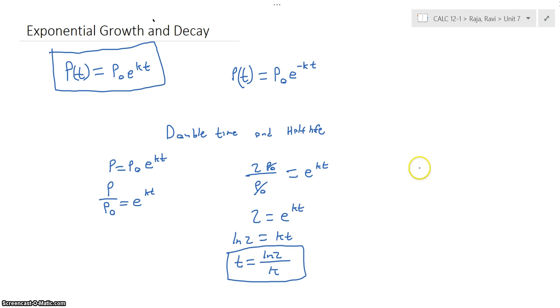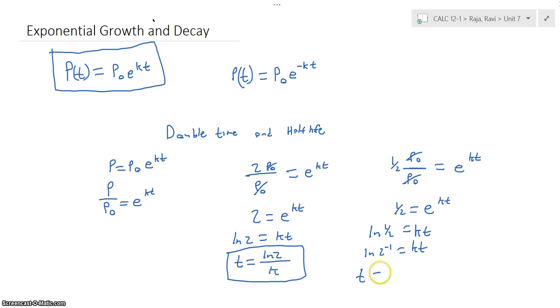You could think of it the same way for half-life. You have the same start, but instead you have half P naught over P naught equals e to the kt. Again the P naughts cancel, and you have half equals e to the kt, so ln half equals kt. You could think of it as ln 2 to the negative 1 equals kt. This can be rearranged and ends up being the exact same as the double time equation, t equals ln 2 over k. So for both of these, our equations are the exact same.